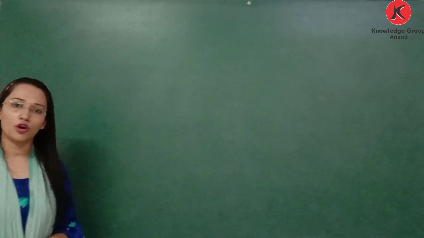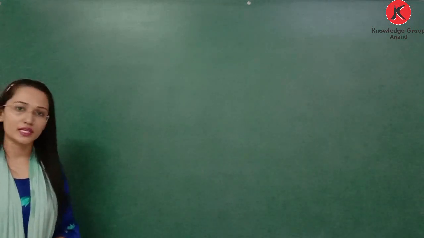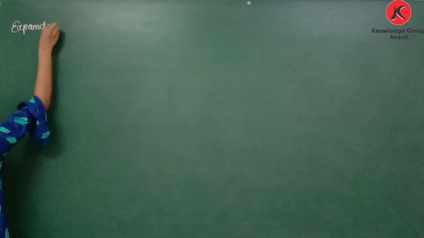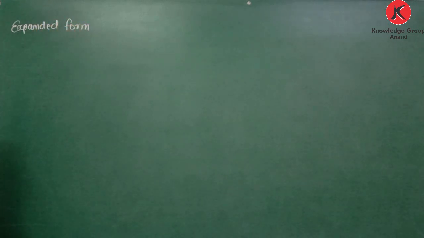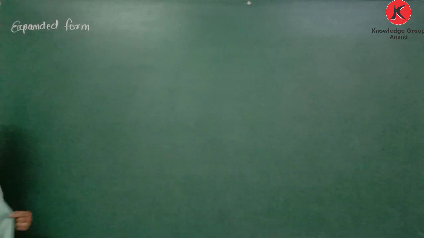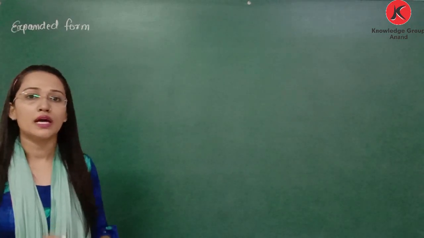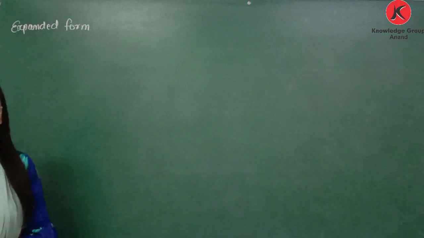Now we learn about the place value table of the decimal point. Now how can we write the expanded form for a decimal number? So let's start with the expanded form. Okay, so if we take one number, now what is the expanded form? Expanded form is to write the place value of each digit.